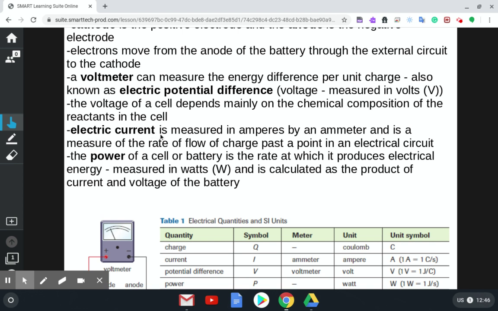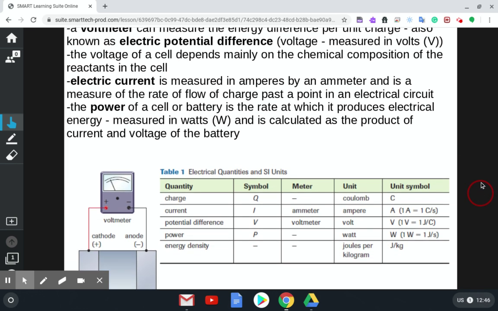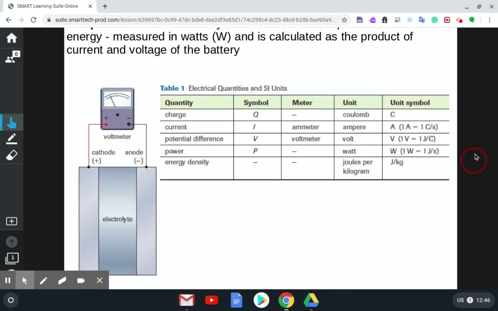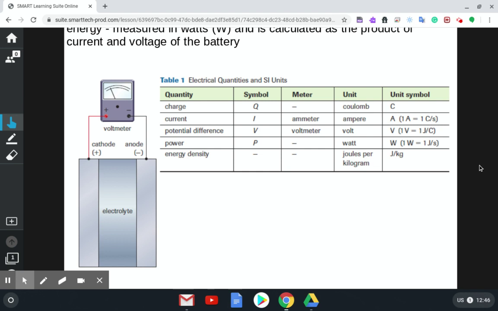Electric current is measured in amperes by an ammeter, and is a measure of the rate of flow of charge past a point in the electric circuit. So, how many electrons are going past that point in the circuit. The power of a cell is the rate at which it produces electrical energy, and it's measured in watts. It's calculated as the product of current and voltage of the battery. We'll go over how all of these are calculated later when we talk about cell stoichiometry and so on.